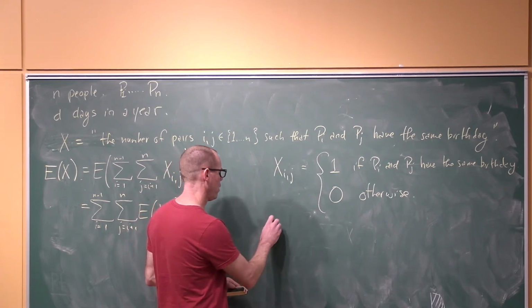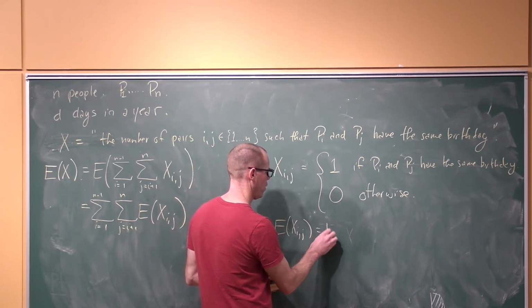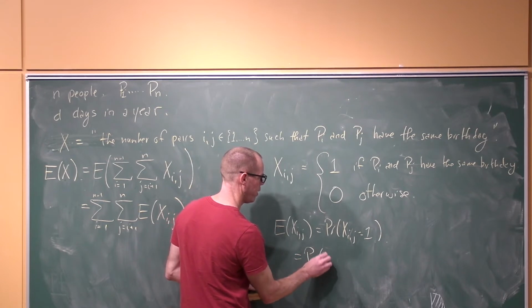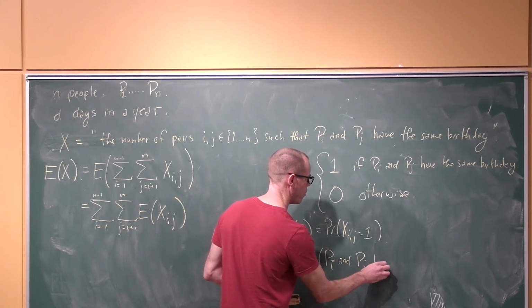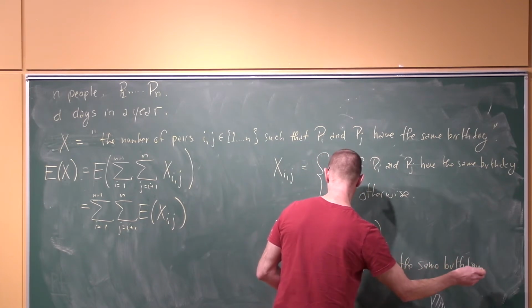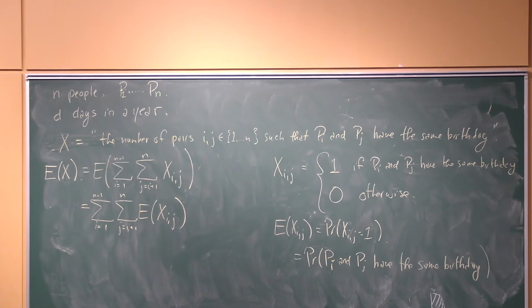So the expected value of xij is equal to the probability that xij equals 1, which is equal to the probability that pi and pj have the same birthday. So I take two different people, me and one of you. What's the probability that we have the same birthday? Yeah, it's 1 over 365, right?